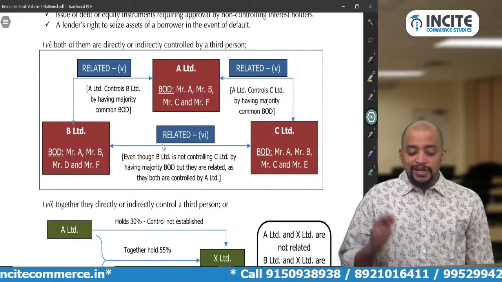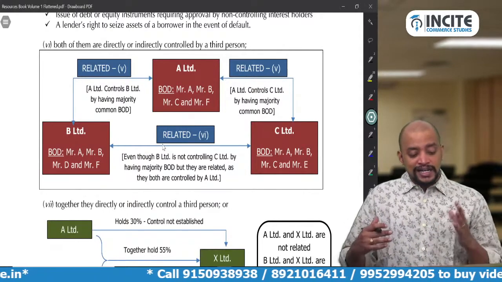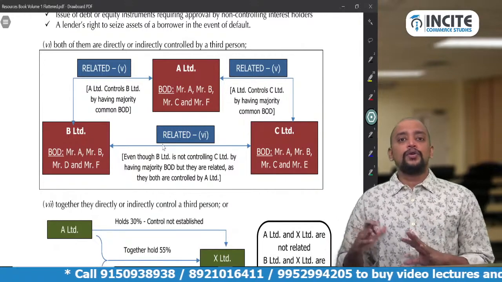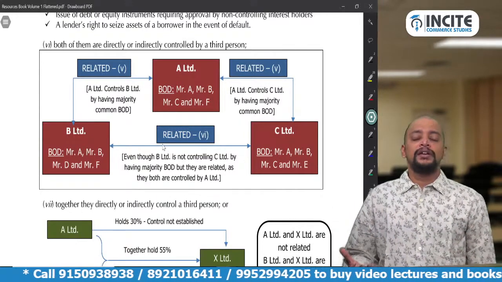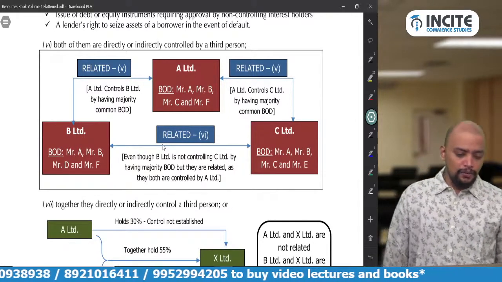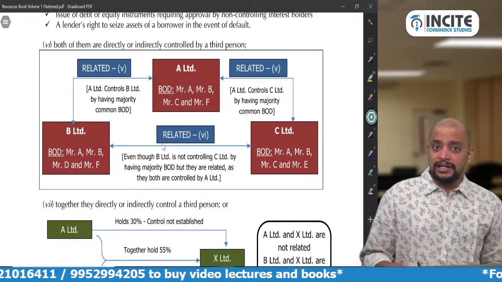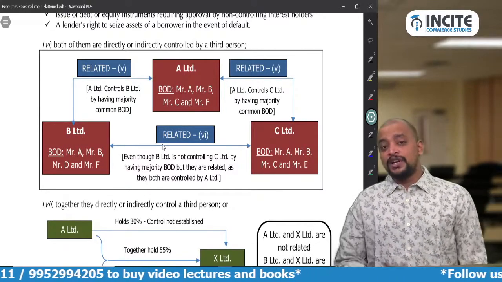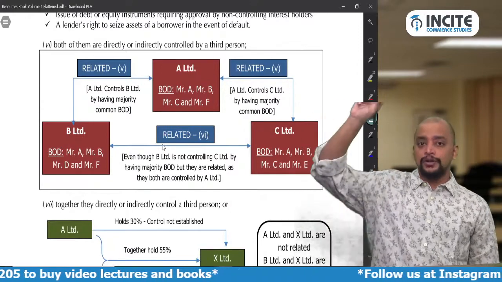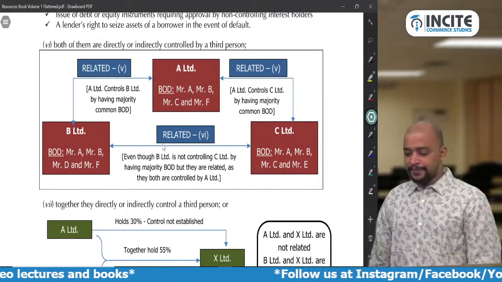Now, B Limited and C Limited, if you see the board of directors, ABDF, ABCE, so only 2 out of 4 are common. That is not majority. 2 out of 4 is not majority. Therefore, as such, they are not related under point number 5, but under point number 6, they will become related because they both are under the common control. They both are under the common control due to that reason. Okay.